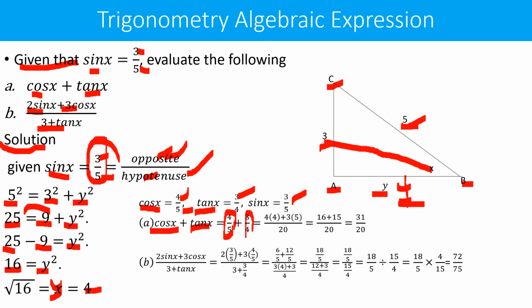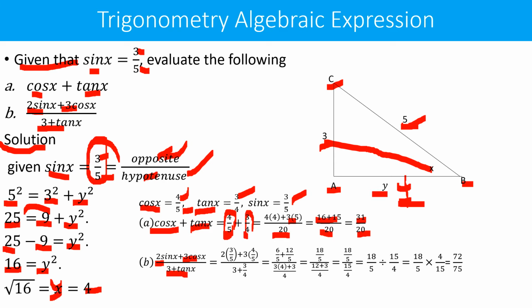Then find the LCM of the denominators 5 and 4, which is 20. 5 goes into 20 four times, and 4 times 4 gives us 16. Then 4 goes into 20 five times, and 5 times 3 gives us 15. So 16 plus 15 over 20, then we get 31/20.